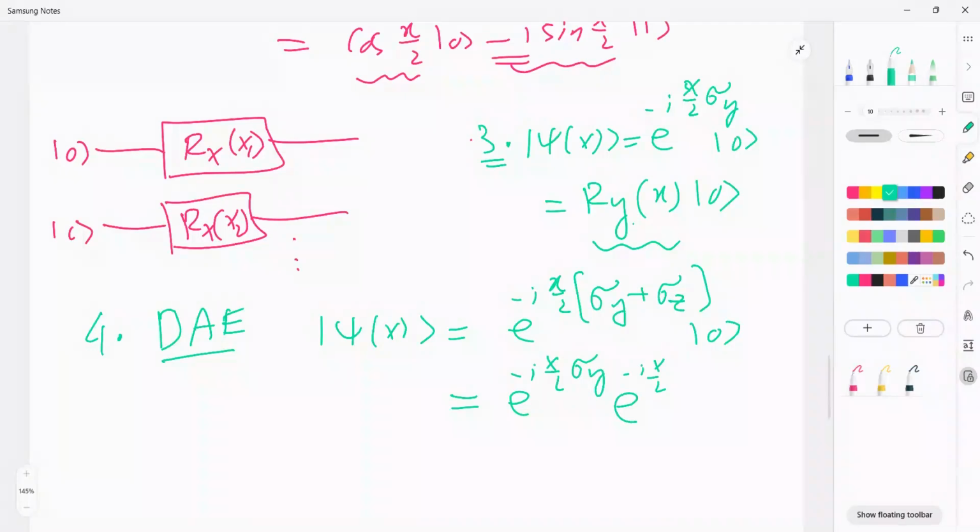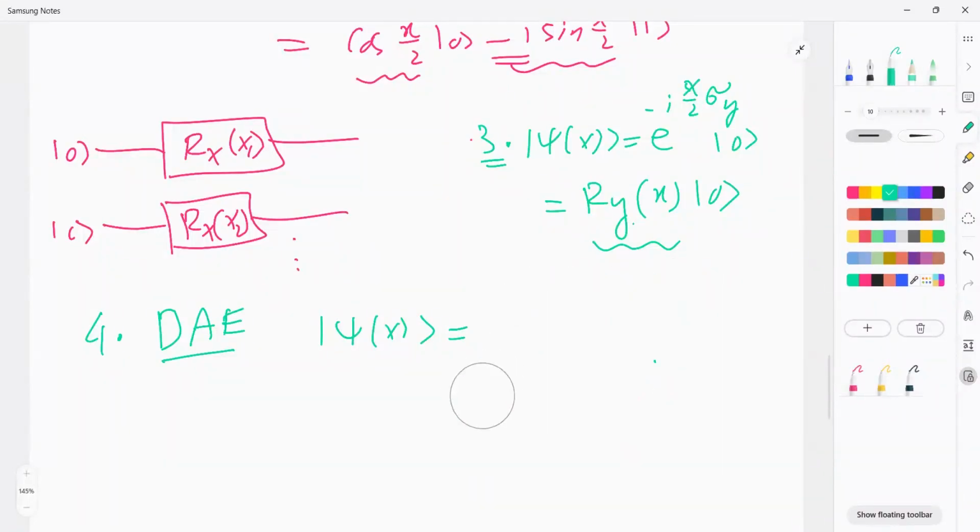We can't write it like this, but actually we can come up with an even more general Hamiltonian. If we want to exactly reproduce DAE, we can have an x1 by 2 here with the sigma x, and x2 by 2 with sigma z, and apply to state 0. So this part roughly generates the angle encoding, and this part generates the phase encoding.